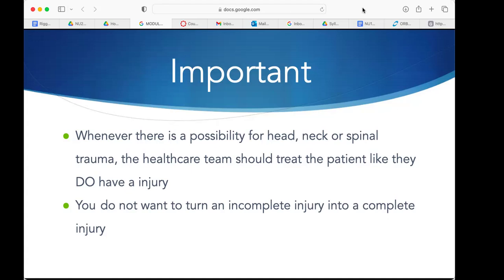Possibility and then verified, right? I want you to know you have to treat them both like they have it until you know they don't. Do you see what I'm saying? Yes. So if there's a possibility that someone has had head trauma, you have to treat them like they have head trauma until you have the diagnostic imaging that confirms they don't have it. Because what you don't want to do is paralyze someone by causing an incomplete injury to now become a complete injury.